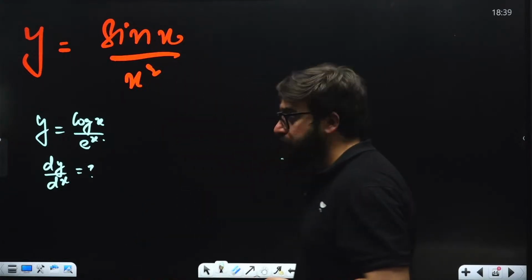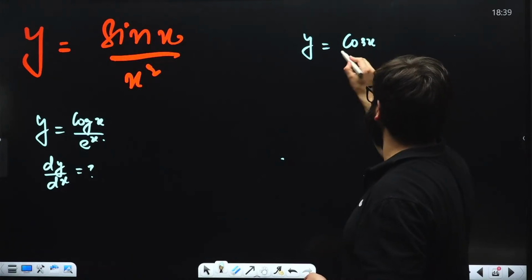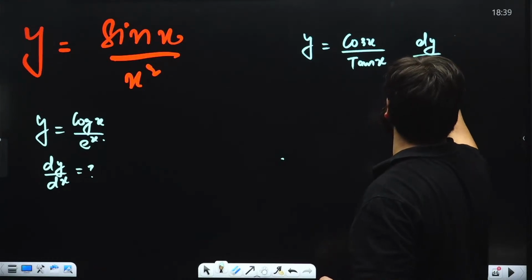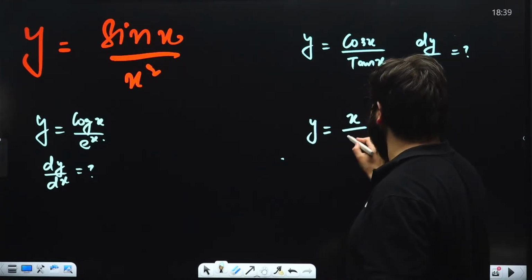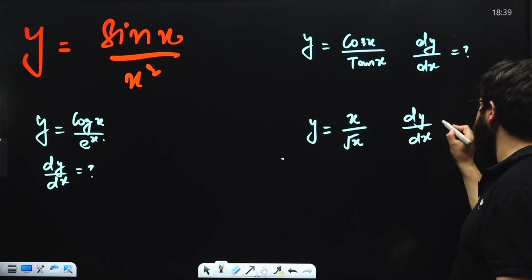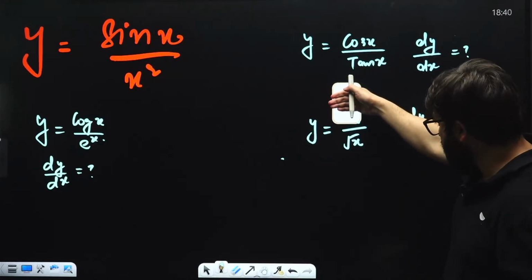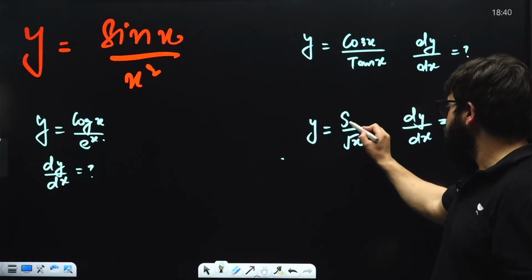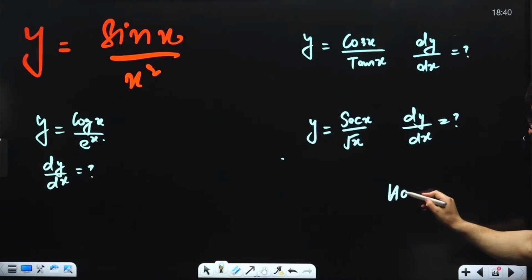This is the first question. Second is y is equal to cos of x divided by tan of x. Find dy divided by dx. Third, we say y is equal to x divided by a root of x. Find dy divided by dx in this particular case. Or let's keep over here, we say sec of x. These are the three questions which I would give you as homework.